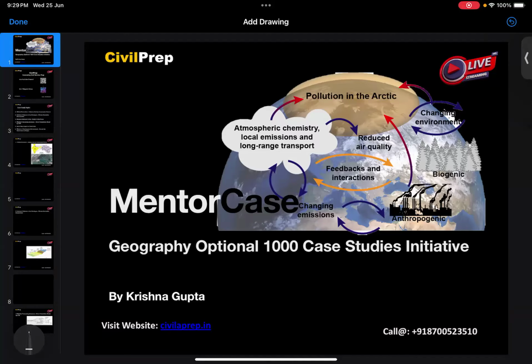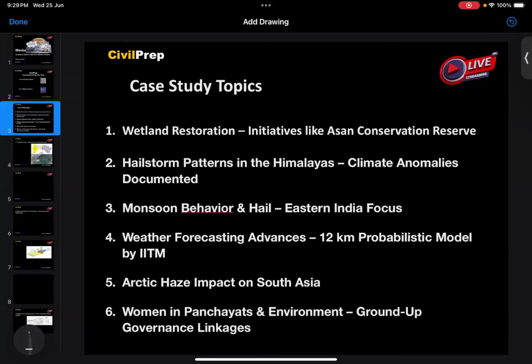This is MentorCase, a geography optional initiative for 1000 case studies. So this is one of the cases where we'll be seeing certain aspects of Arctic pollution. Here we have certain topics for today's case study, that is wetland restoration at Asan. We'll be looking at its location, where it is, and what initiative has been taken.